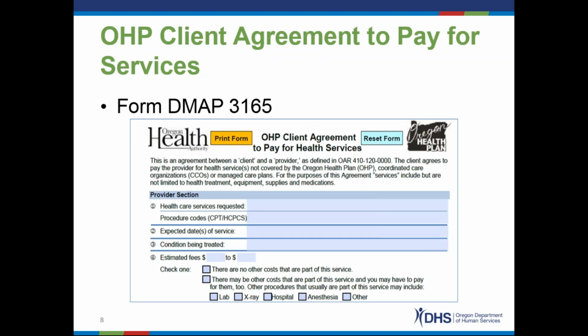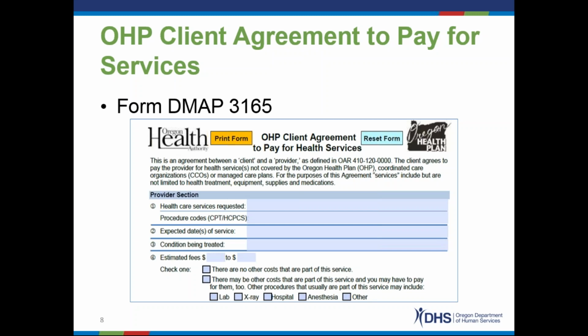So let's look at a blank copy of this form. Some of you may never have seen this form before and are not assisting patients with this, and that's totally fine. You may run into it, so it is good to have this background understanding. So ultimately, the form 3165, in the first section, asks for provider information. So what are those healthcare services that are being requested? Super important to provide the procedure codes, expected dates of service, condition being treated, and the estimated fees.